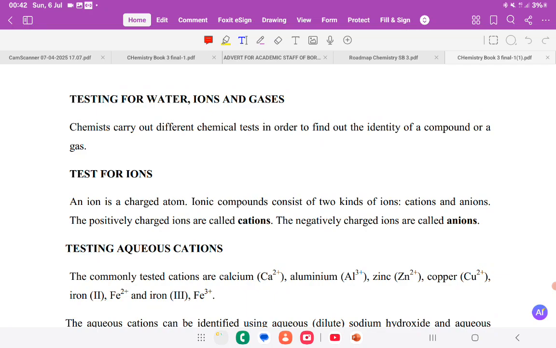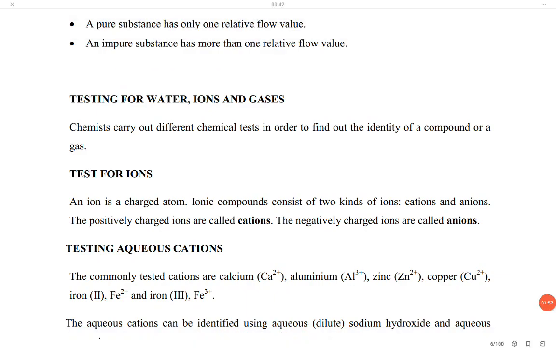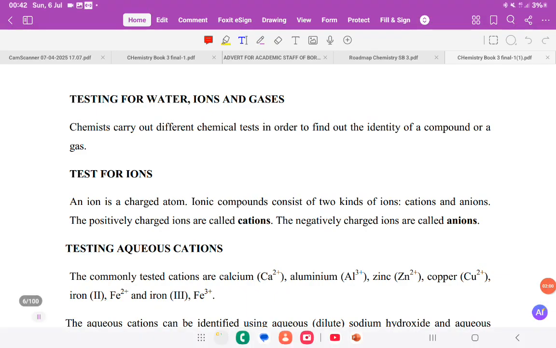Now, welcome to experimental techniques, subtopic testing for water, ions, and gases. There are times when you shall need to determine if a substance contains water. How can you tell that a given substance contains water? Okay, so you carry out a test for water.